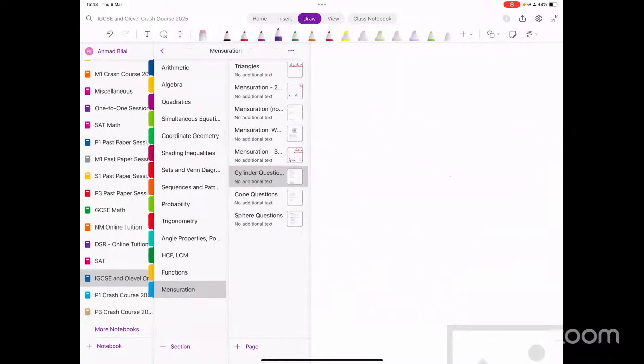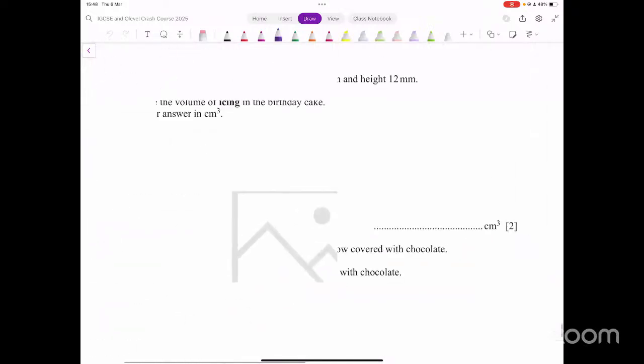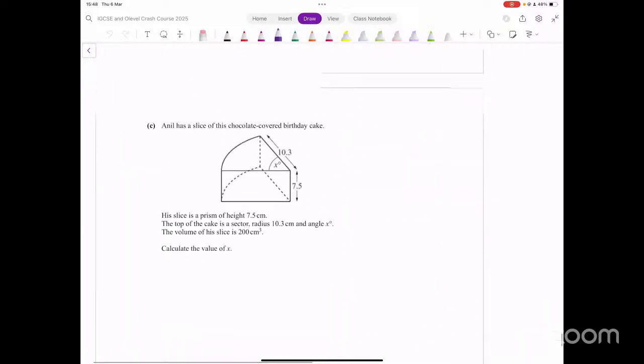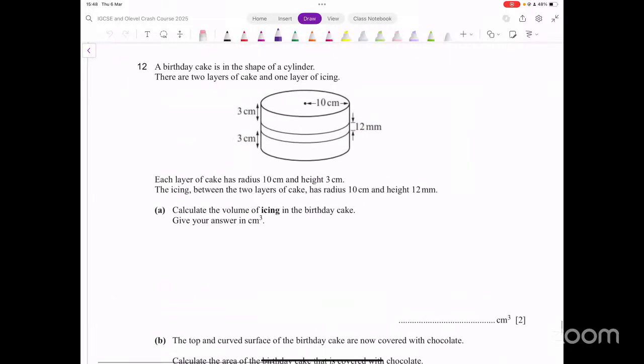Let's move on to a few other questions now. Let's do some 3D mensuration questions. Okay, this looks like a good one. Let's start with this. A birthday cake is in the shape of a cylinder. There are 2 layers of cake and 1 layer of icing. Each layer of cake has radius 10 centimeters and height 3 centimeters. So you have icing and then 2 layers of cake. This is the layer of cake. This is another layer of cake. And in the middle, you've got some icing.